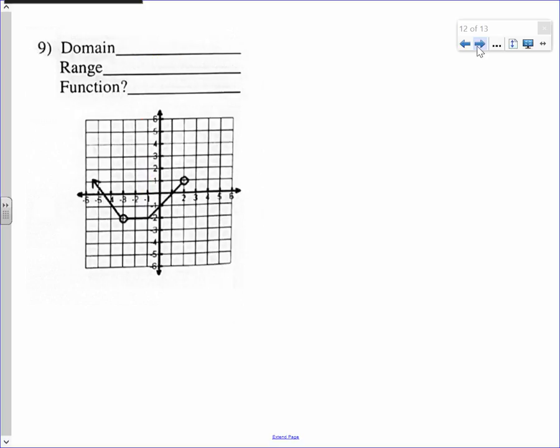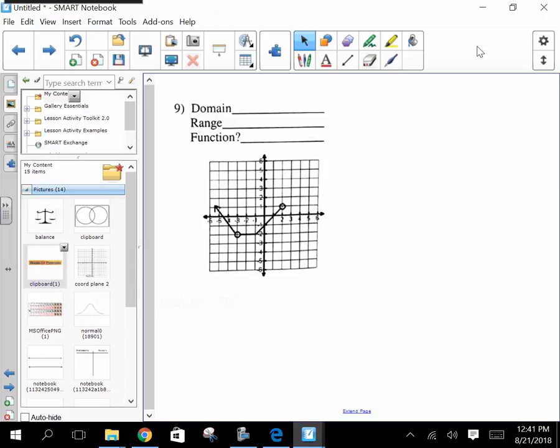Now, number 9, I'm willing and ready to give an extra 10 tickets or 2 stamps, your choice. Remember, 2 stamps is 1 productive day. For someone to give me the domain and range for number 9 later. At this point, I'm going to put you guys in groups of 2 for the pair share table talk.